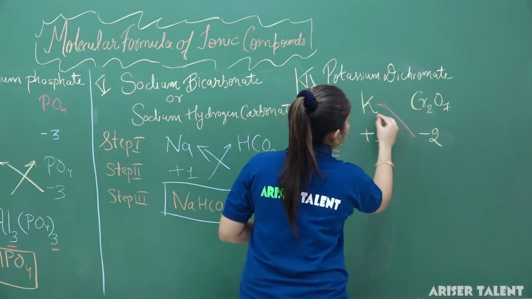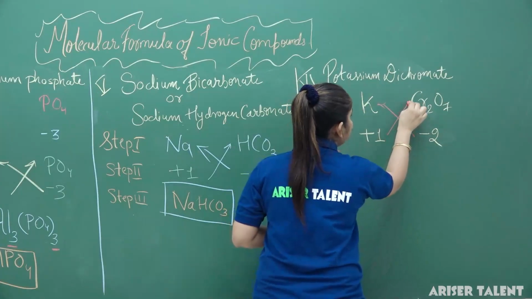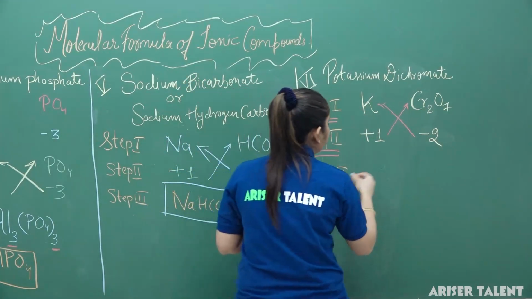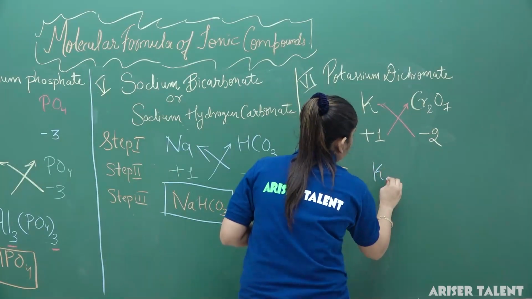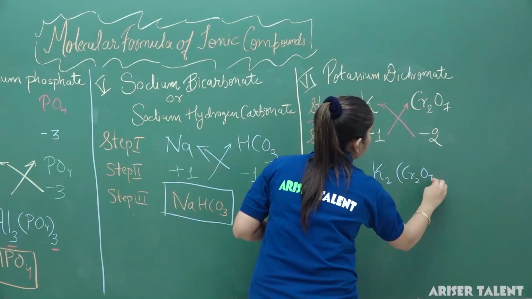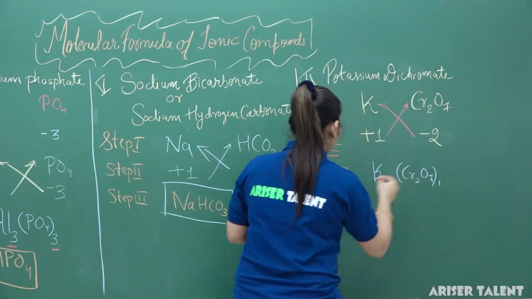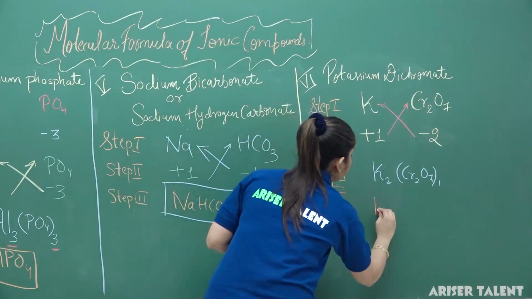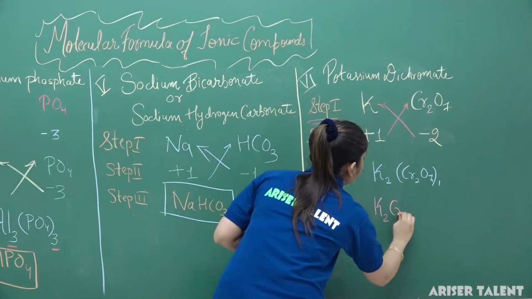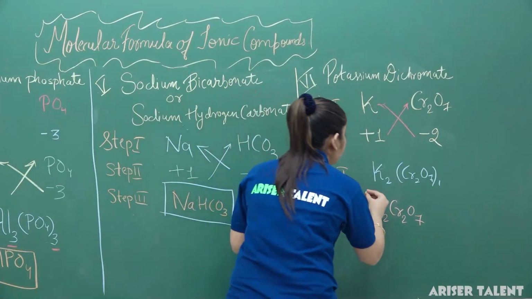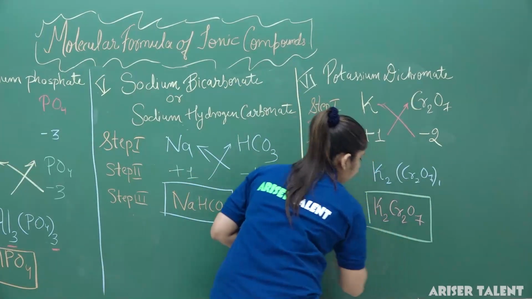Now again in step number 3, we will crisscross these valencies. It means this valency will be shifted to the subscript and that one will be shifted over here. So we will write K2 Cr2O7, and the 1 will be shifted over here. So finally we will get the molecular formula of the compound, that is K2Cr2O7, and this is actually potassium dichromate.